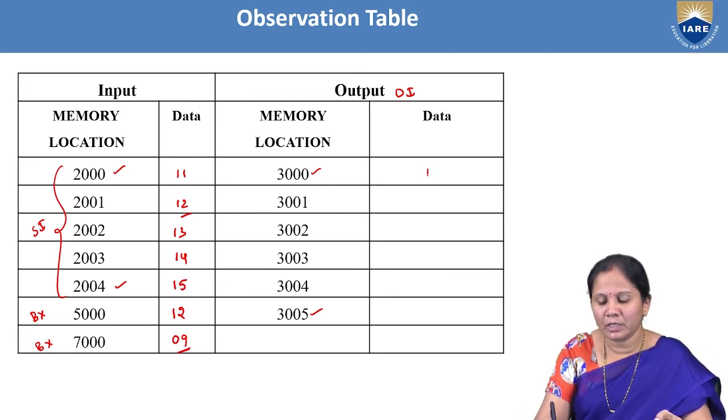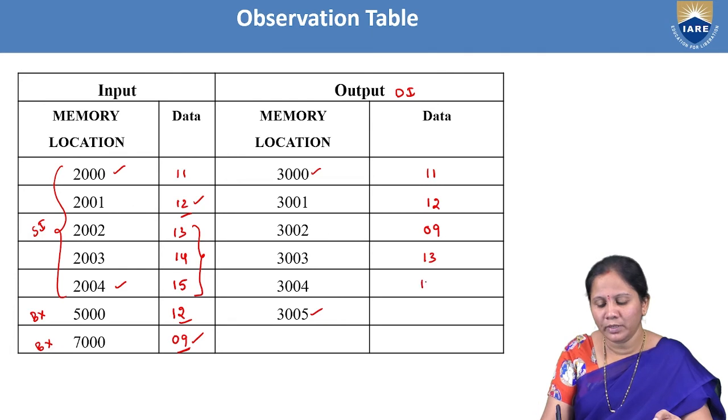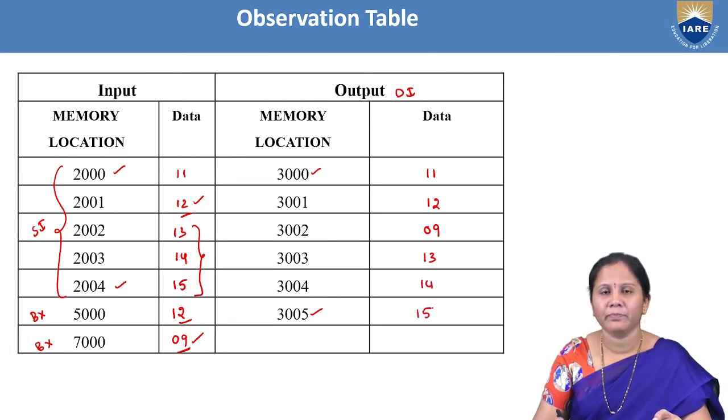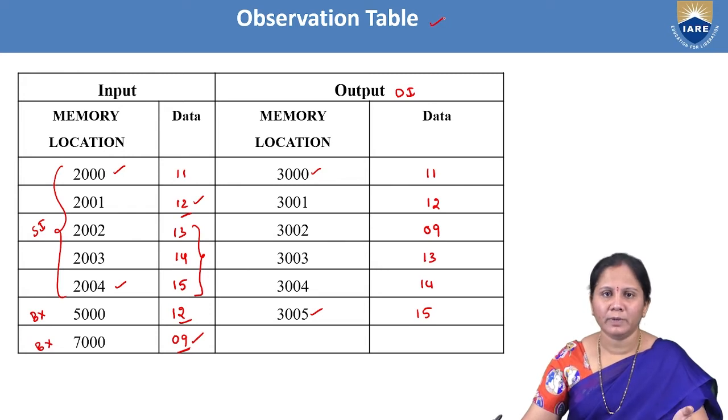So here we will get the output 11, 12. Since 12 is indicated, after 12 in the string, this 09 will be inserted. After that, this whole content will be copied from SI to DI. So this is the program to perform string manipulation, that is, inserting a byte in a string.